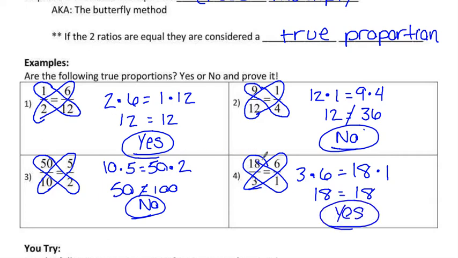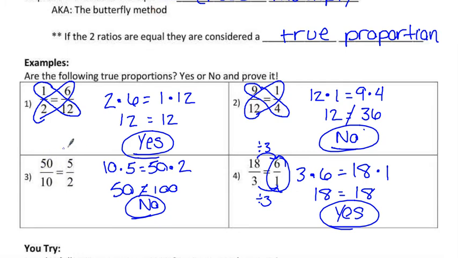You could also think about it that if we were just to look at it as the ratios and not do the butterfly, you could simplify this by 3. And because it simplifies and you get the simplified answer, that's why it's yes. Whereas if you go to simplify this one here, 50 divided by, if I simplified to get from 50 to 5, I'd have to divide by 10. But I can't do 10 divided by 10 and get 2. That's not going to work. So that's why it's no.